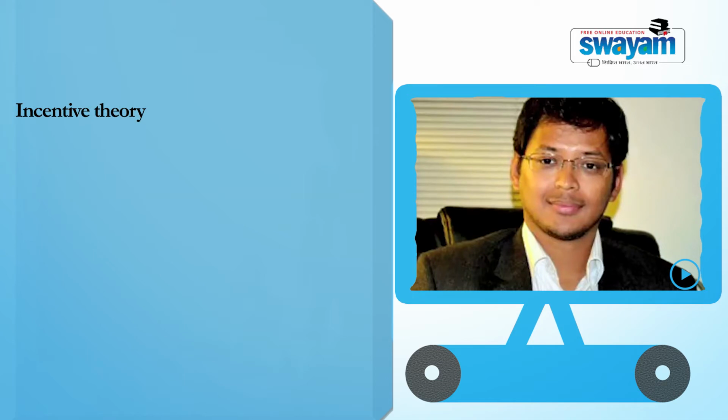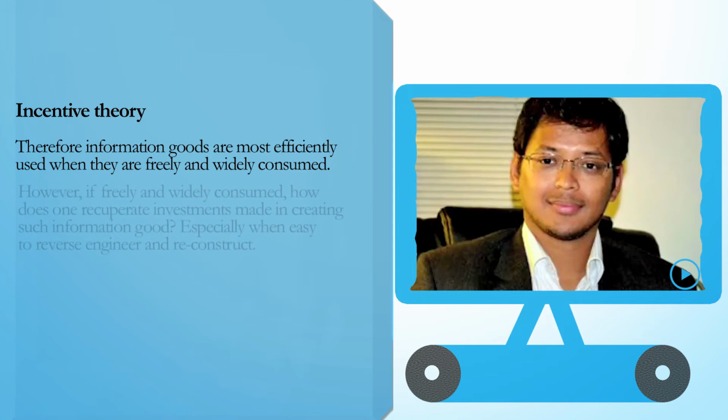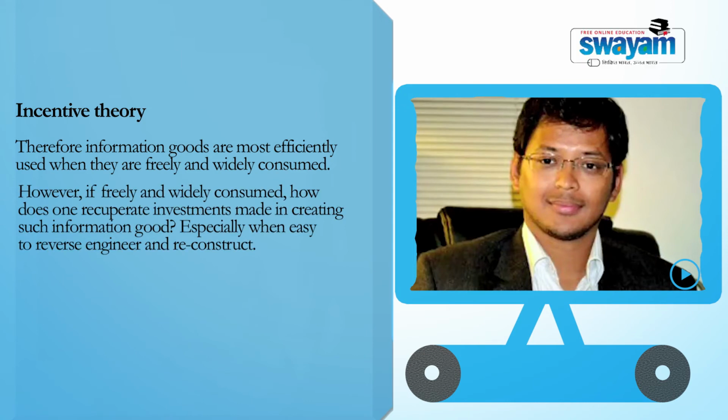The incentive theory starts from the point that information goods are most efficiently used when they are freely and widely consumed. However, it questions that if it is freely and widely consumed, how does the creator of such information goods, or someone who comes up with an idea that helps mankind, for instance, how does such a person recuperate the investments made in creating such an information good? Especially when the idea is easy to copy or easy to reverse engineer and reconstruct.